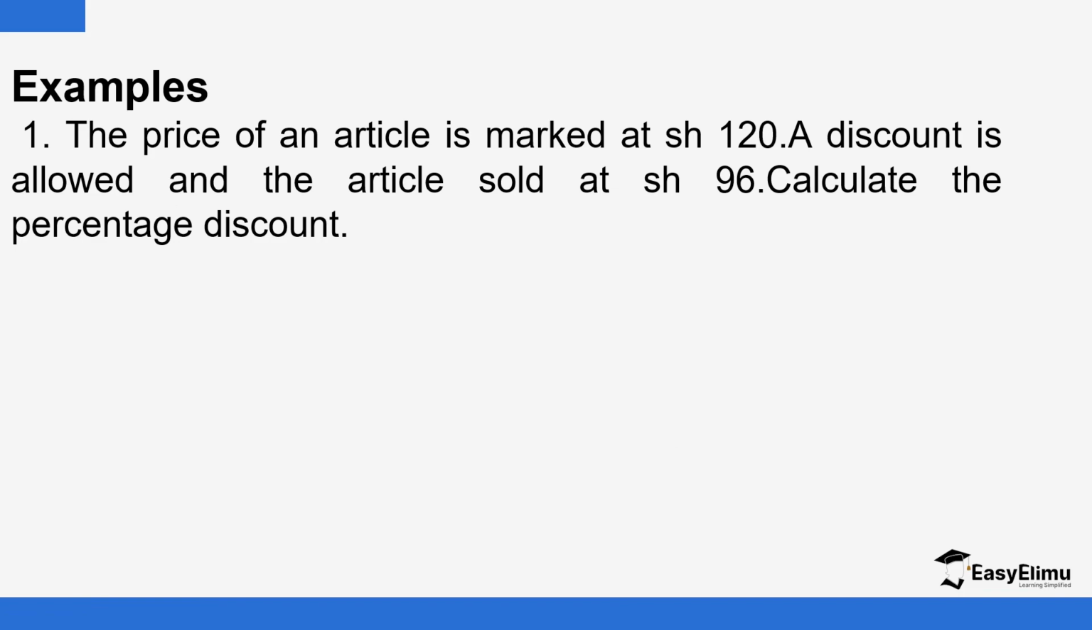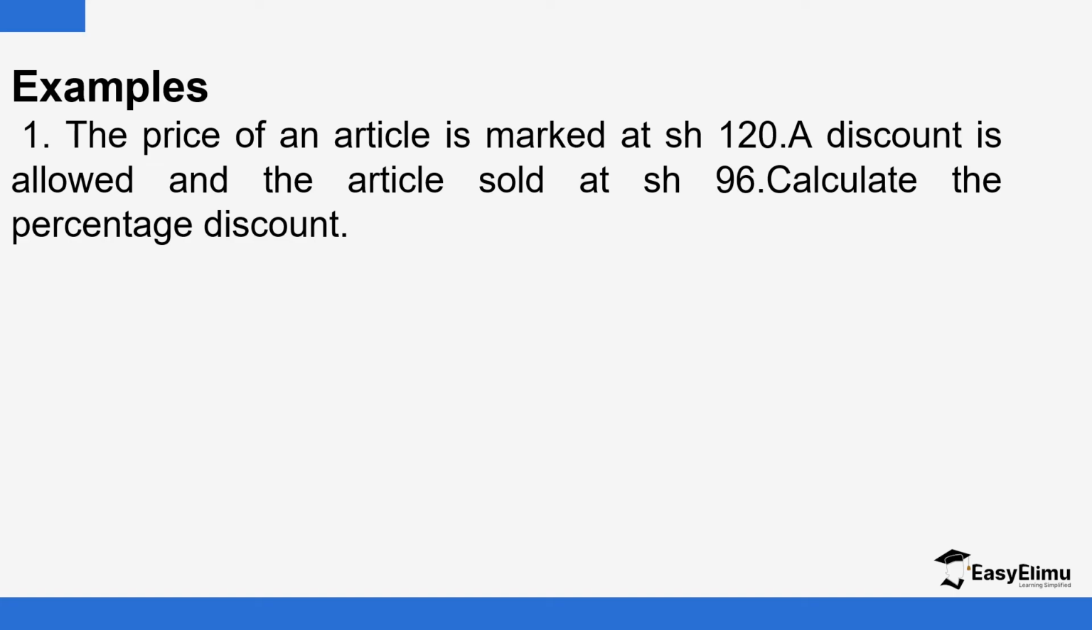So we have a few examples here to help us with illustrations on how to solve problems involving discount. And the first one is as displayed on the screen, number 1. The price of an article is marked at 120. Maybe this item was bought at 100 shillings, and then now the businessman, or the person dealing in this particular kind of business, is setting the price at about 120 so that they can make some profit out of it.